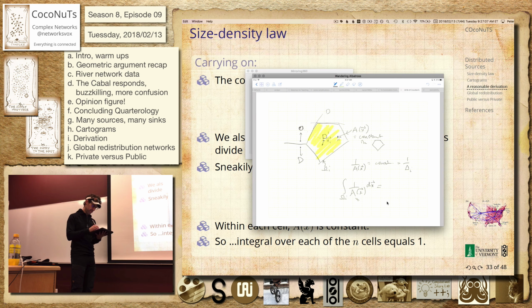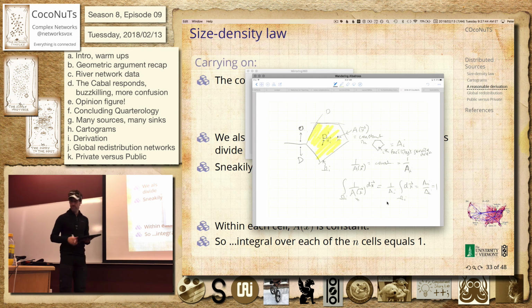It's the area of the ith facility's service area. I want to write words. Sorry, it's embarrassing. Facility service area. So this will be 1 over, this is just a constant. And then we just have the integral over that area, which of course is Ai. 1 over Ai times Ai, so that's 1. So we get 1 for each one of these regions, so we sum them up and we'll get n.